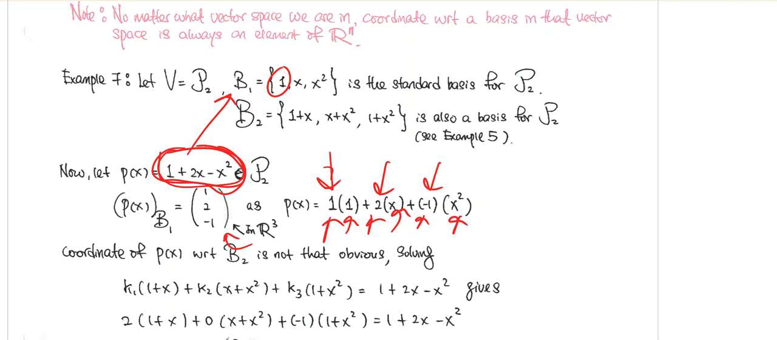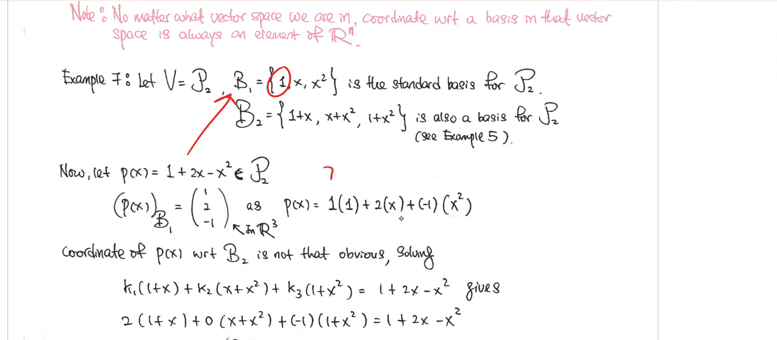So put it as a column vector. You will see this is an element in R3, and this is what we call the coordinates of p(x) with respect to basis B1. As you can see very clearly, you have a polynomial, but the coordinates of a polynomial are actually an element in R3. That's the coordinate of the polynomial with respect to this basis. Coordinates will change if your basis changes. Remember, that's the reason why we have to use this notation to specify that it's the coordinates for that polynomial with respect to B1.